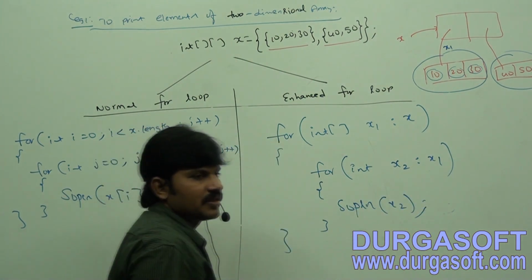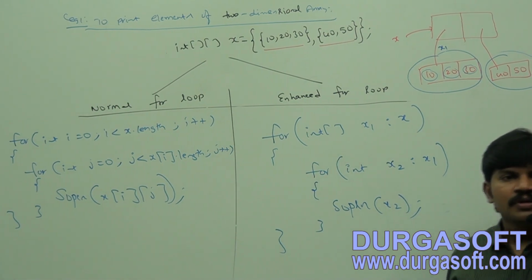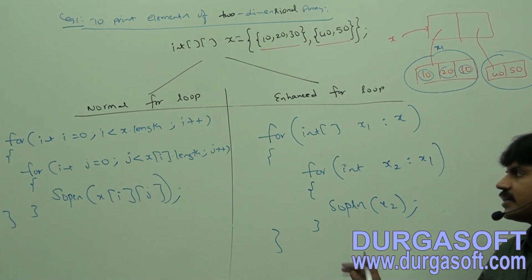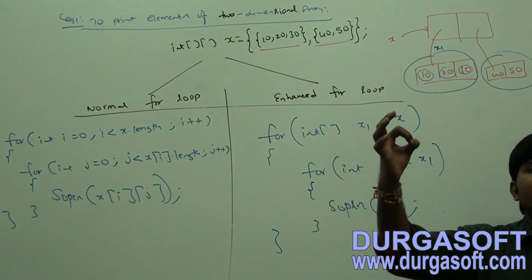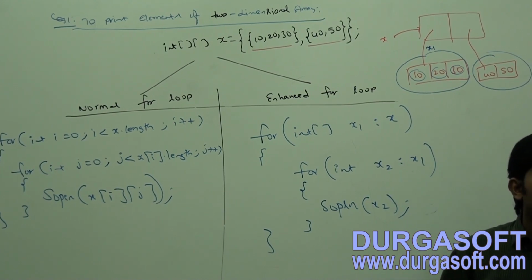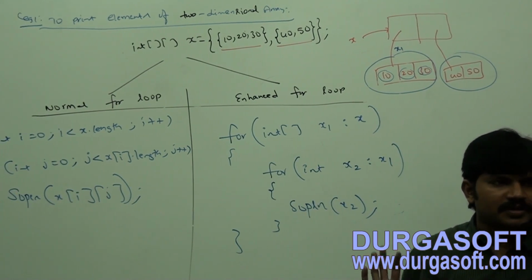Are you getting that? Okay. So which loop is easy, normal for loop or for each loop? For each loop is a specially designed loop to retrieve elements of arrays and collections. That's why wherever there is a collection, it is highly recommended to go for the for each loop. Don't use the normal traditional for loop, right?